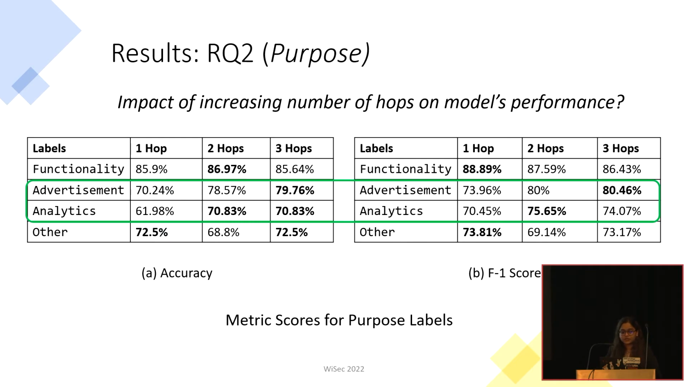And if you remember the result for analytics from research question 1, from research question 1 to research question 2, we received a better result in further hops. That is 78.83% in both the second hop and the third hop. That also aligns with whatever we are assuming. That is, it might be that the third-party code segments are using your information for analytical purposes in further hops.